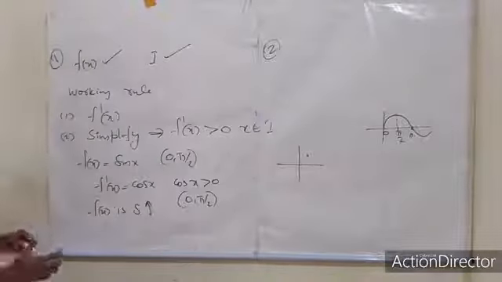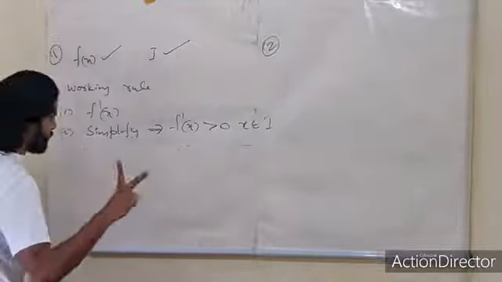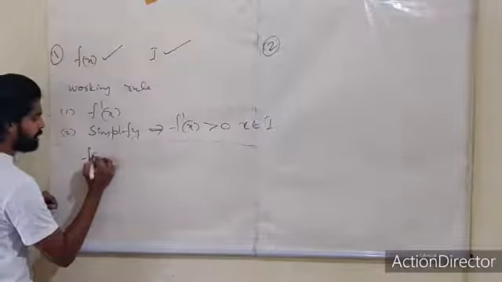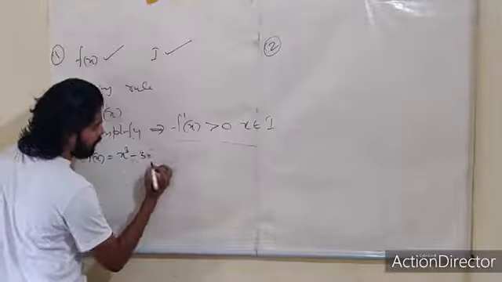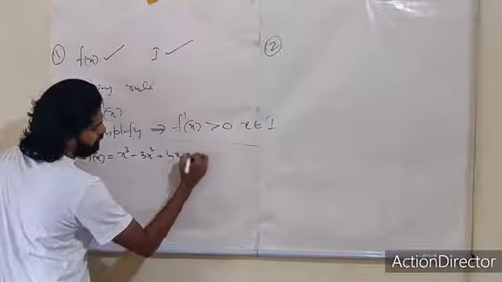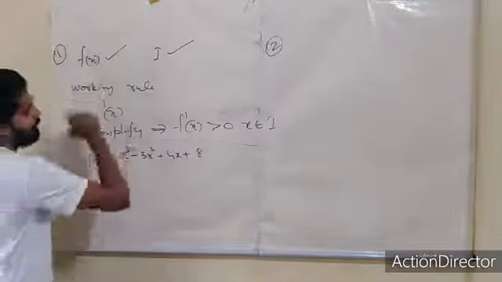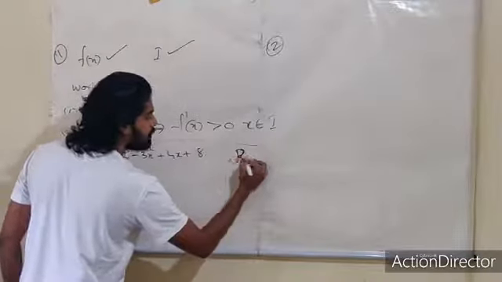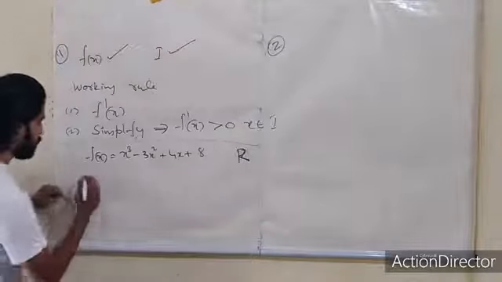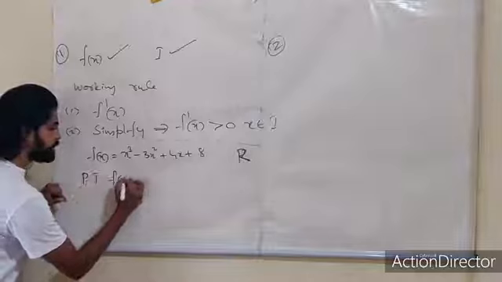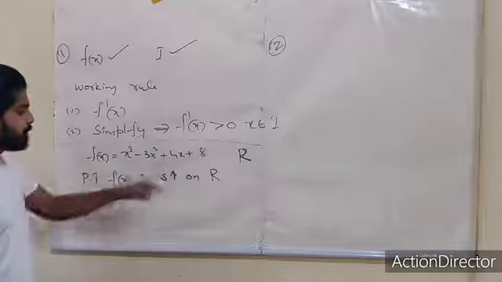So we just proved that. Okay, let's do another question, which we have to simplify. Let f of x equal x cube minus 3x square plus 4x plus 8. Let's take a polynomial function. This is the function. You are only provided a function and an interval. Let R be the interval, so all real numbers is the interval. You are asked to prove that f of x is strictly increasing on R.